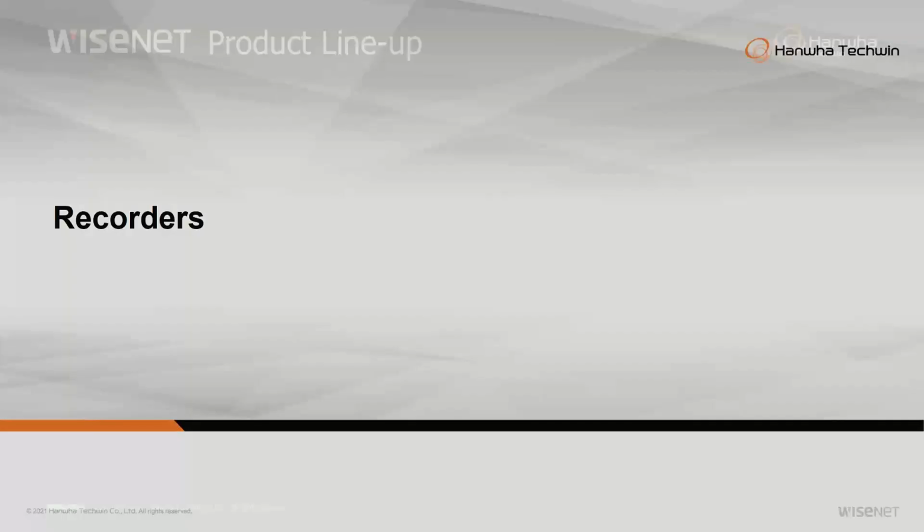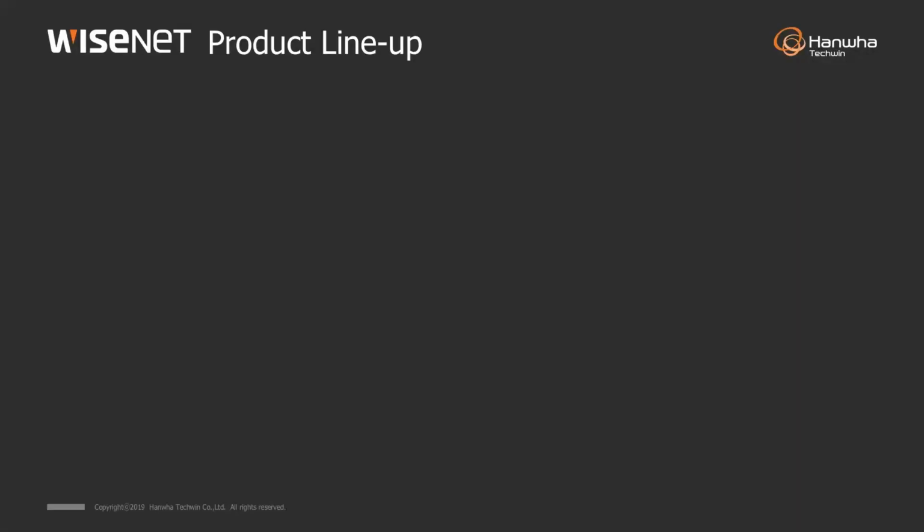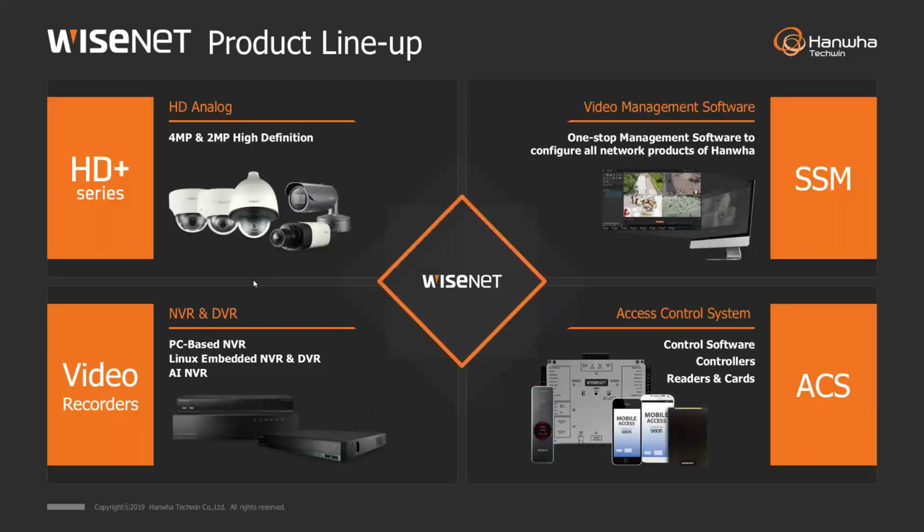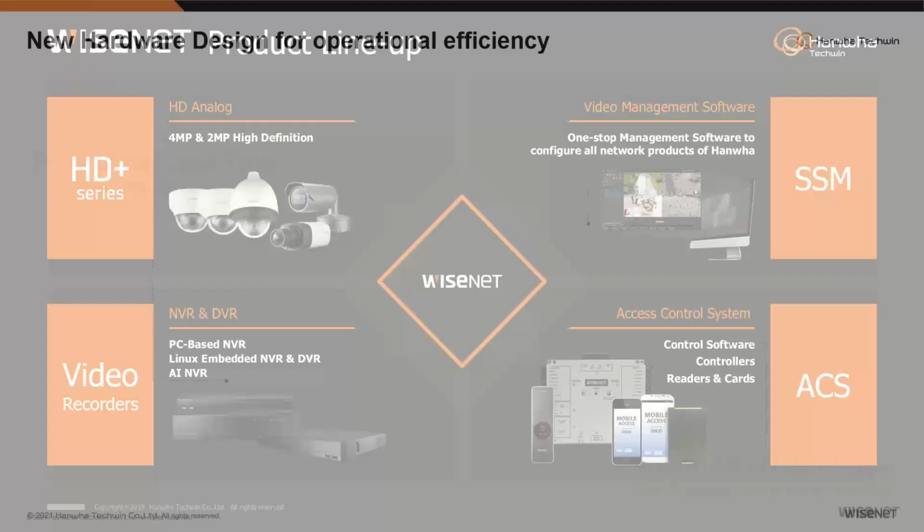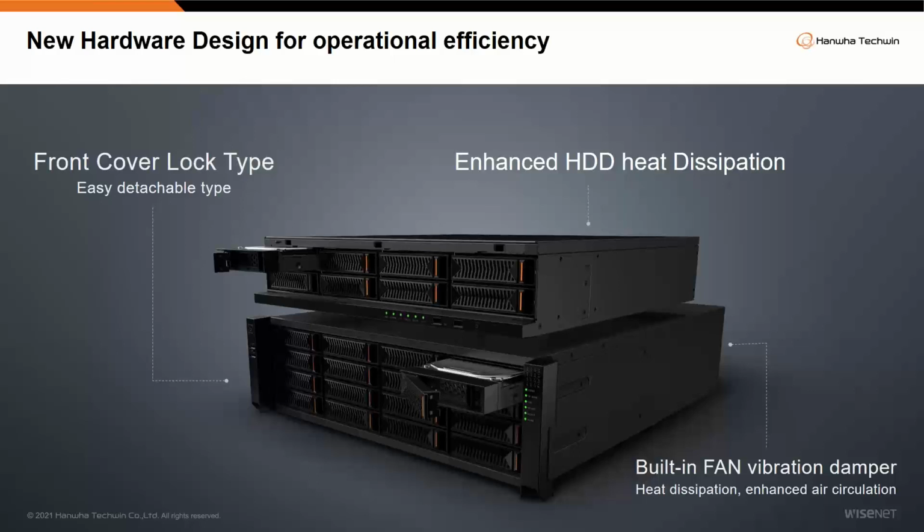When it comes to recorders, there are two types. Today we will be focusing on the typical NVR, which is your Linux based NVR: 64 channel, 32 channel, 4 channel, 16 channel, and 8 channel NVRs. Now, what is the benefit of using a Wisenet NVR? Simply put, license free, pre-installed application, plug and play.